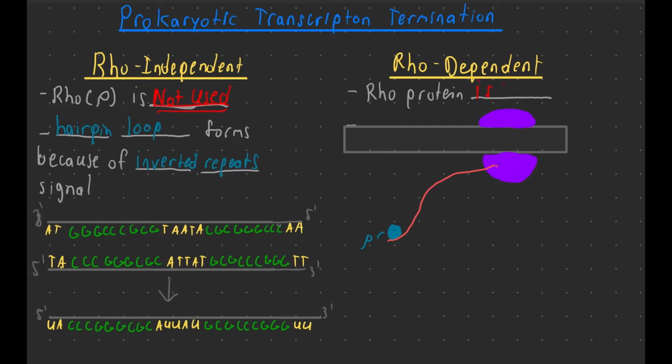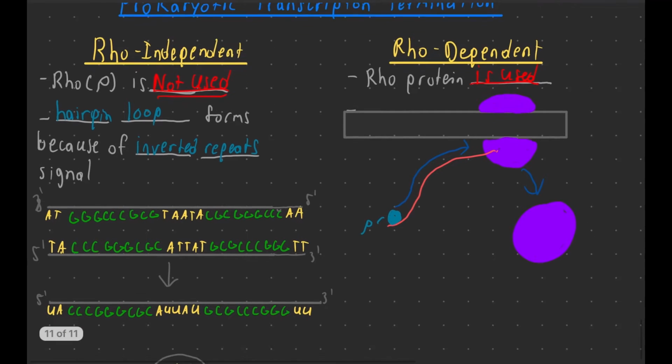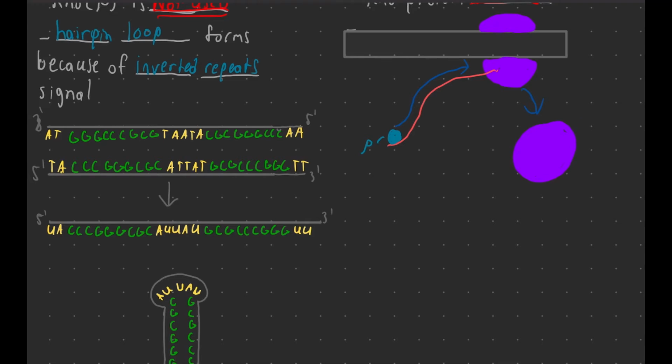Now in rho-dependent termination, the rho protein is used, and so what will happen is that the rho protein will bind to the nascent mRNA, and then it'll move up the mRNA until it gets to the RNA polymerase, and that'll cause the RNA polymerase to detach and become free in the cytosol. So you can see that we have our free mRNA, and then the rho protein will also detach after this and be ready to be used in another reaction.